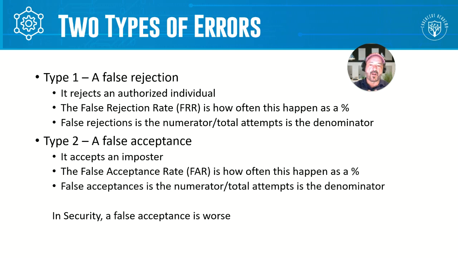Okay, type 2 error is a false acceptance. It's when the system accepts an imposter. One of the things you hear also with iPhone, and you don't hear it as much as you used to, when the iPhone Face ID first came out, you heard so many stories about, yeah, my brother, my sister, my daughter, my son can get into my phone.